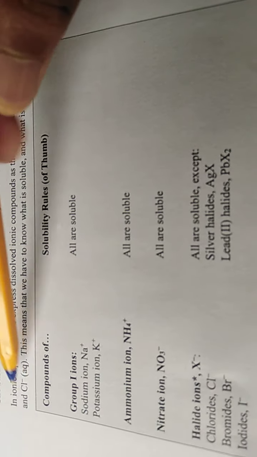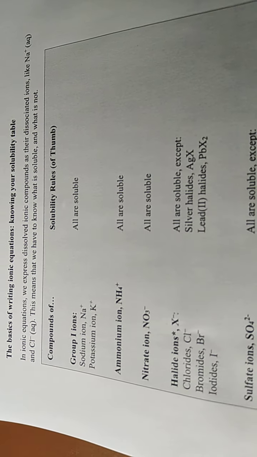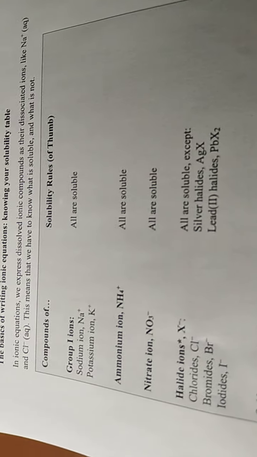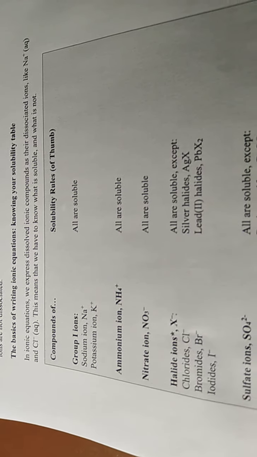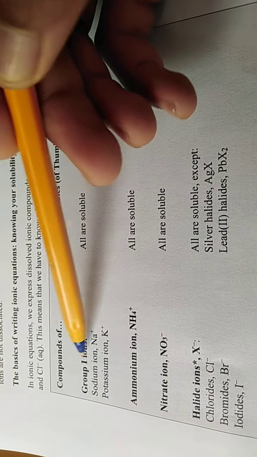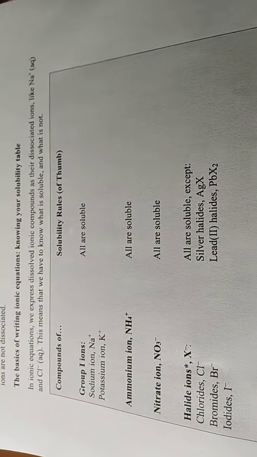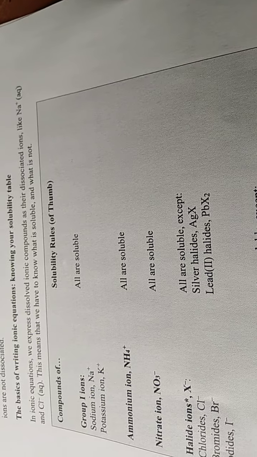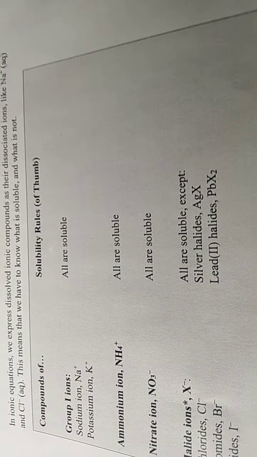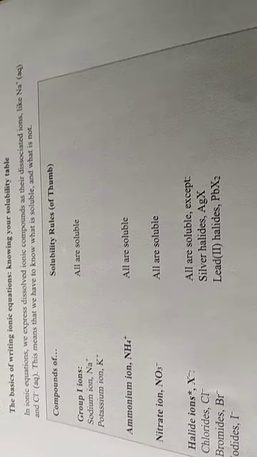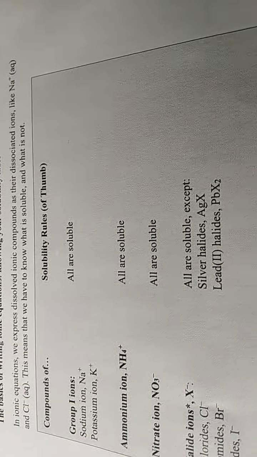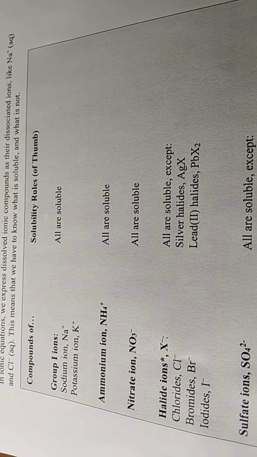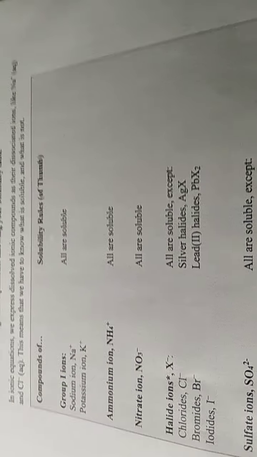So first we have the group 1 ions. Group 1 ions are the ones that come from the group 1 metals in the periodic table, which are the alkali metals. So all the salts of the group 1 metals are soluble, all of them. We can think of sodium carbonate, sodium chloride, potassium sulfate, all of the salts which are formed from group 1 metals are soluble.